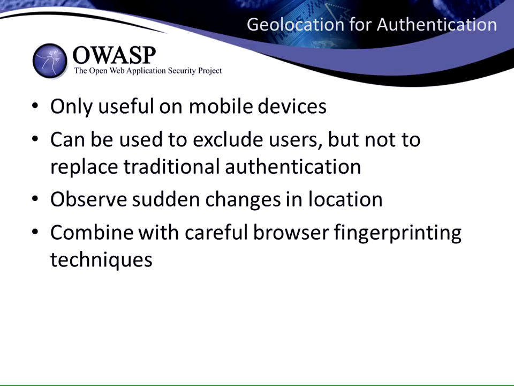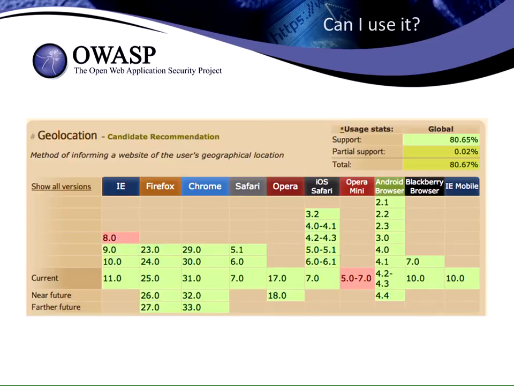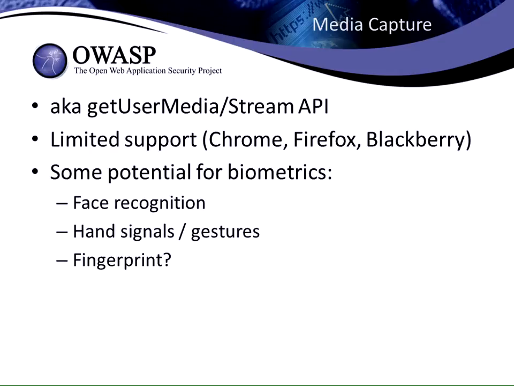Other things you can look at, to avoid some spoofing, are sudden changes in location. Why did you all of a sudden just jump 100 miles? Also doing some other, more advanced browser fingerprinting. I'll talk later about how you can also get the tilt sensors and such to make spoofing harder. It doesn't make it impossible. Again, it's pretty well supported, other than Opera Mini. So anyway, like I said, geolocation is a nice feature, a nice additional authentication, but nothing you can really exclusively rely on.